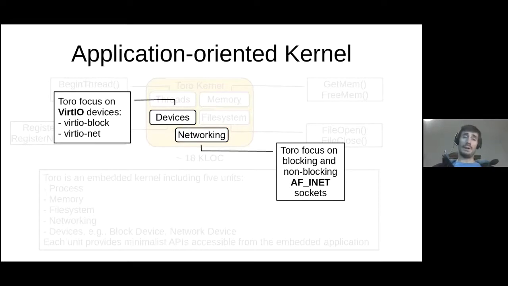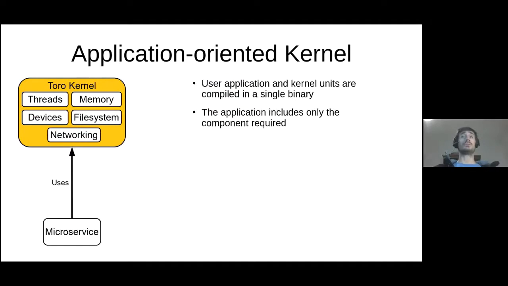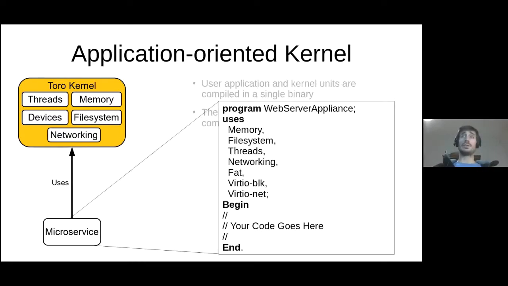So to get better performance on KVM, Toro focuses on virtio devices, and the networking supports both blocking and non-blocking socket interfaces. In Toro, the user application and the kernel compile together, and the user application has to explicitly define what are the components that must be included. To define this, the developer must explicitly specify the units that must be added by using the keyword use.